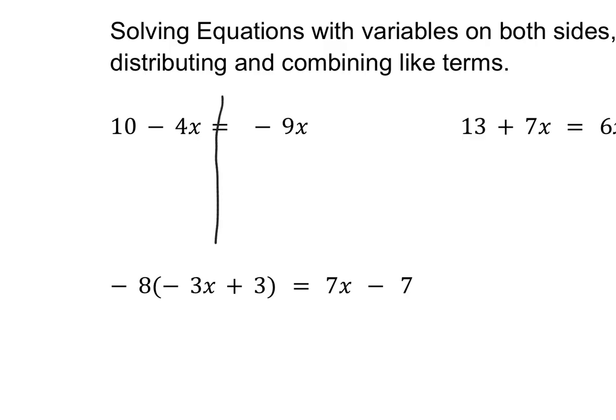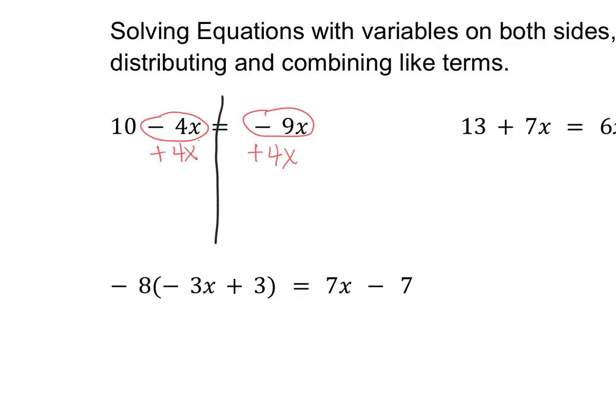we have 10 minus 4x equals negative 9x. Well, I have an x on the left-hand side, and I have an x on the right-hand side. I do not have a constant on both sides. The only thing that's separated is the x's, which means I want to put all of my x's on the same side. So my first step is going to be to add 4x to both sides.